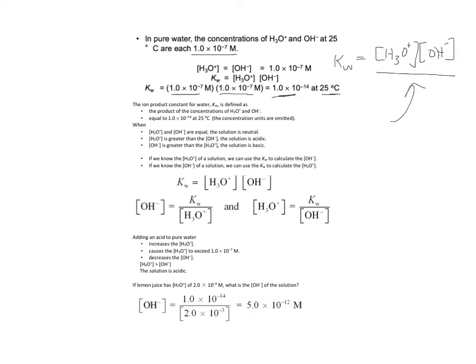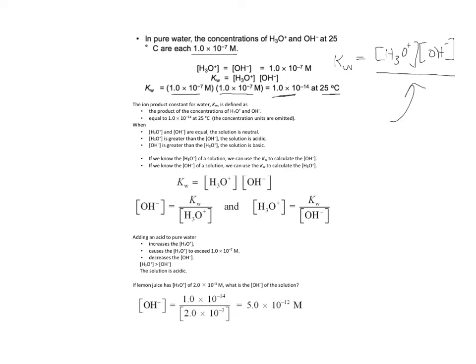Okay, so again, the ion product constant for water, Kw, is the product of the concentrations of H3O plus and OH minus. At 25 degrees Celsius, it is equal to 1.0 times 10 to the negative 14. When those concentrations are equal in pure water at 25 degrees Celsius, the solution is considered neutral. It's neither acidic nor basic.